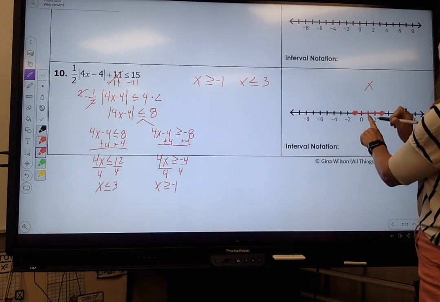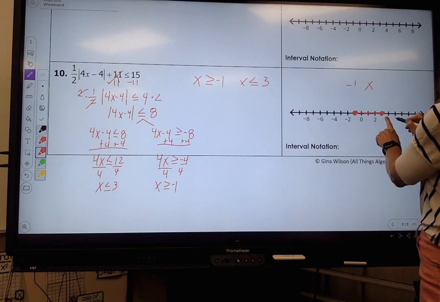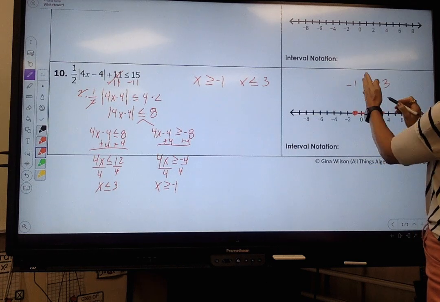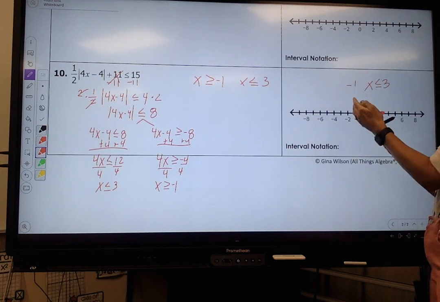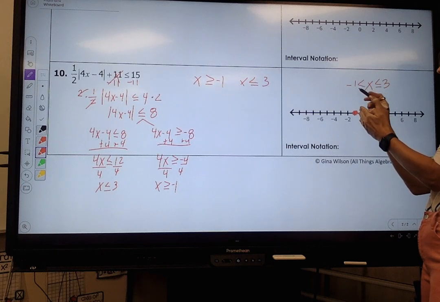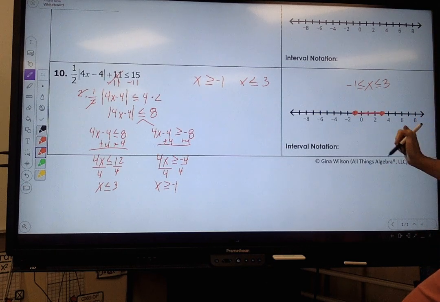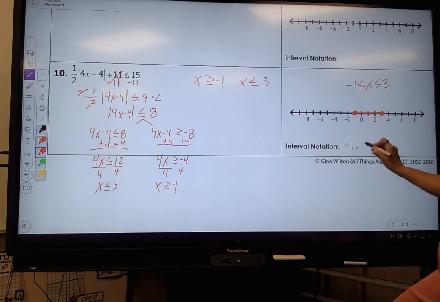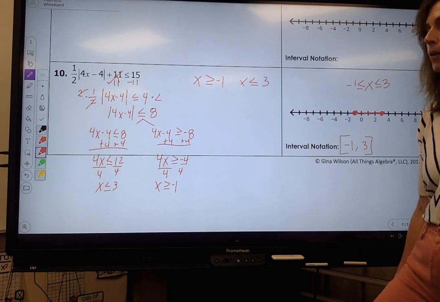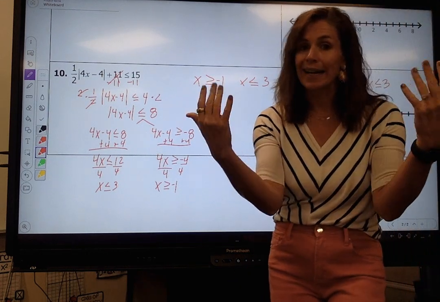One line, one variable. My target number is negative 1. My target number is 3. X is less than or equal to 3. And if I look at it this way, x is greater than or equal to negative 1. So, of course, those arrows go in the same direction. Interval notation, it starts at negative 1. It ends at 3. Both have a block around them. Okay? So, if you're struggling, you've got to come see me.